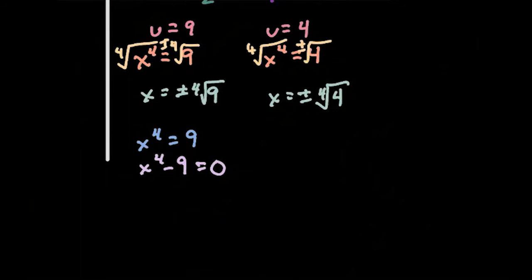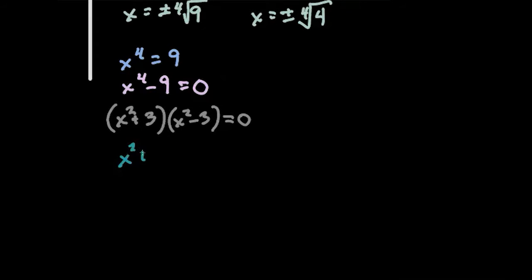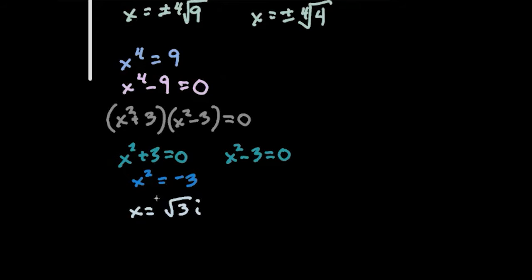From here, I'm going to factor this using difference of squares. So we're going to have x squared plus 3 and x squared minus 3 is equal to 0. Now from here, we're going to solve. We're going to have x squared plus 3 is equal to 0, and then x squared minus 3 is equal to 0. So from here, I'm going to subtract off this 3, and you're going to have x squared is equal to negative 3. I'm going to take the square root of both sides, and you're going to be left with the square root of 3 times i, and it's going to be a plus or minus on that. So there's 2 answers right there.